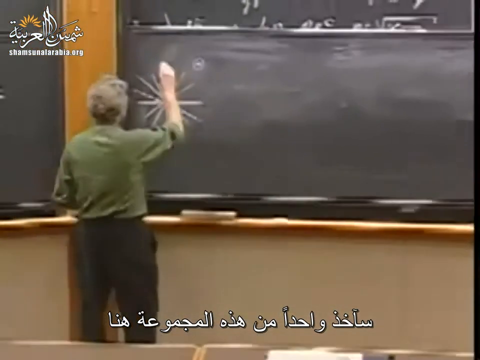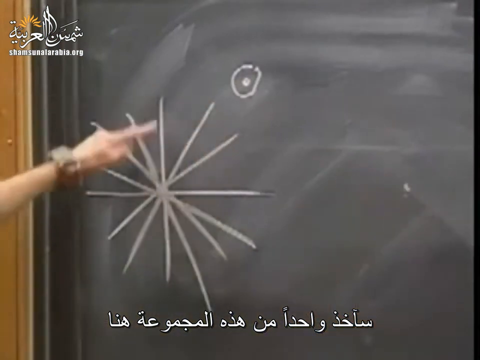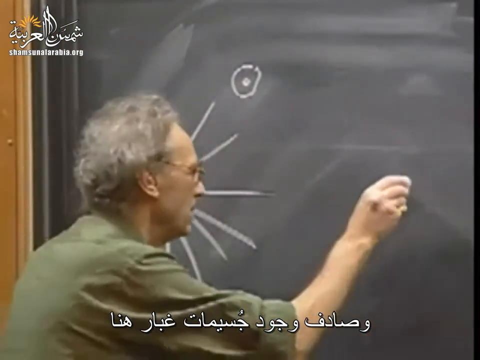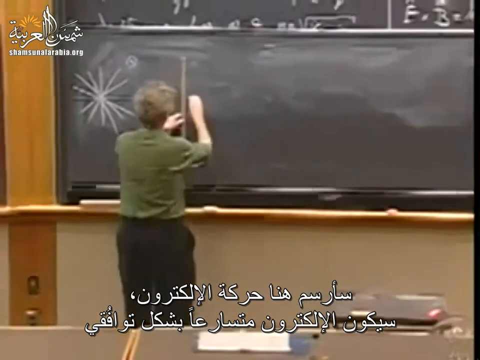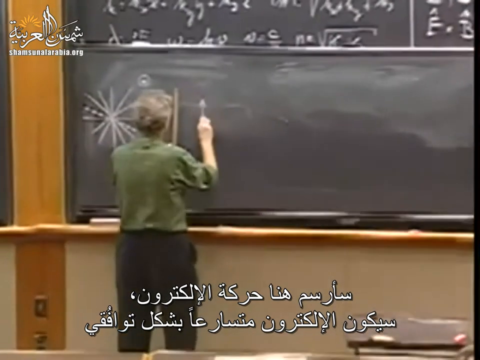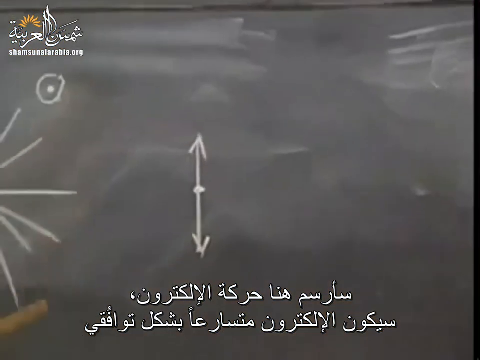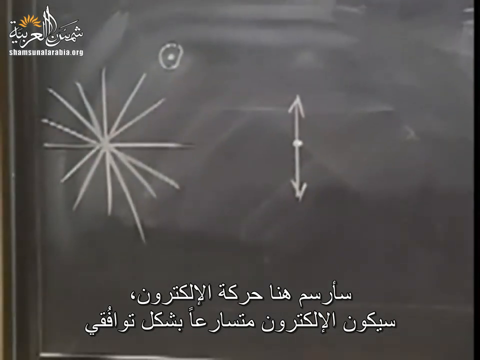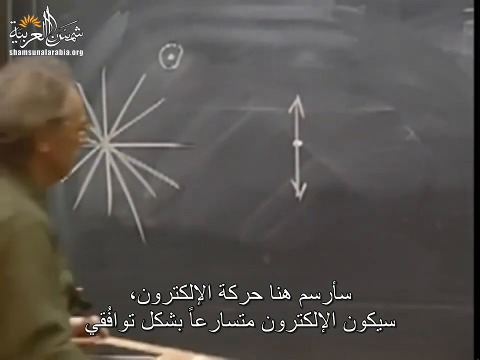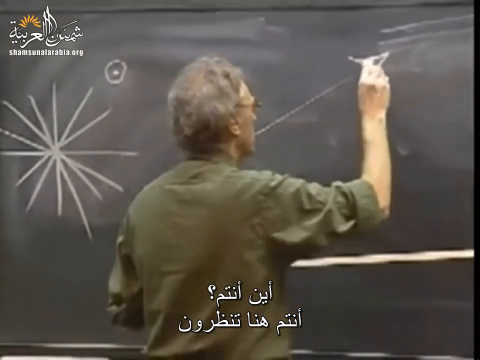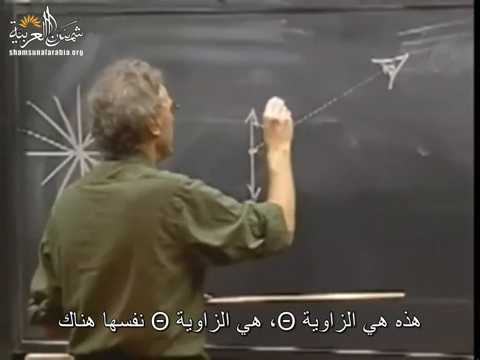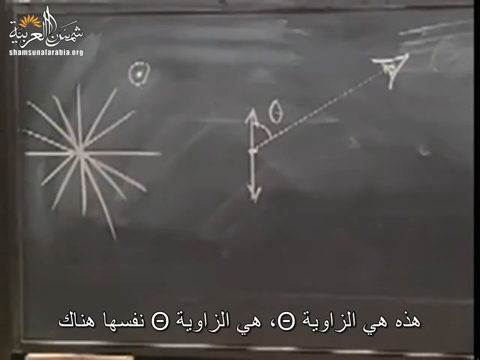I pick one of those, this one, and here happens to be fine dust particles which have electrons, and these electrons are shaken up and down by that electric field. So what I'm drawing now here is the motion of that electron. The electron is going to be accelerated in a harmonic fashion. And where are you? Well, you are here, looking. And this angle is theta, the same angle theta that I had there.